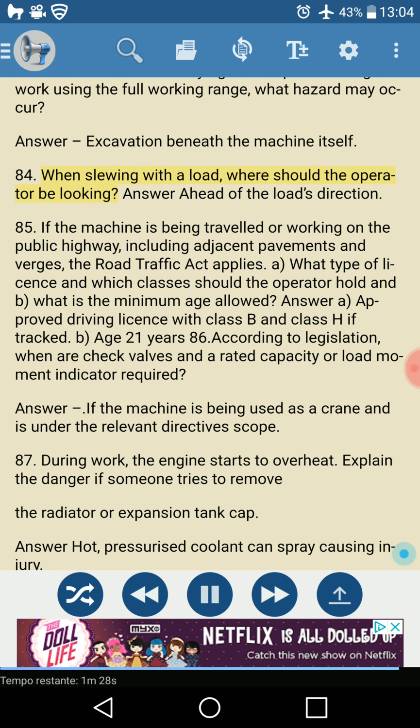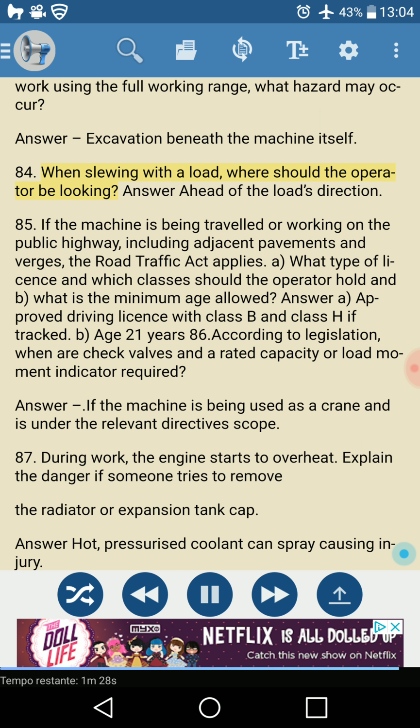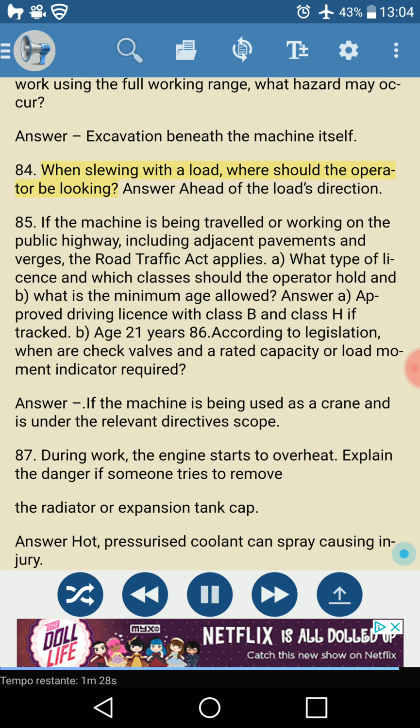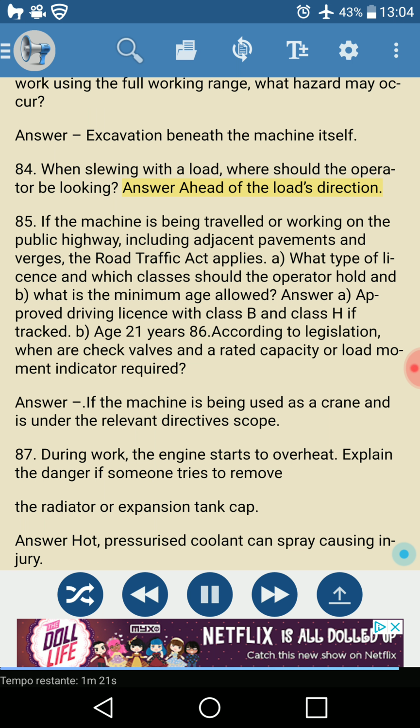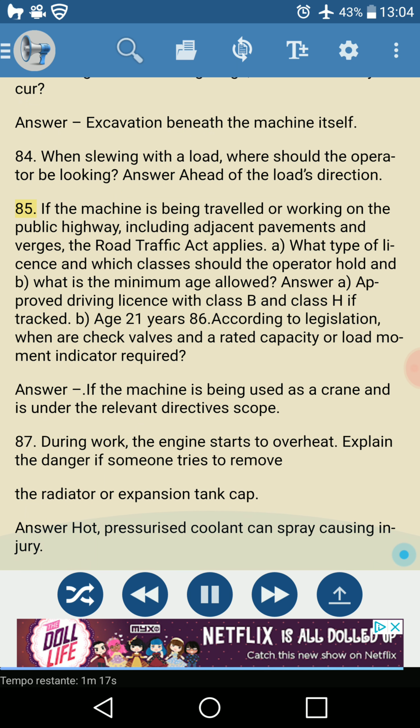84. When slewing with a load, where should the operator be looking? Answer. Ahead of the load's direction.